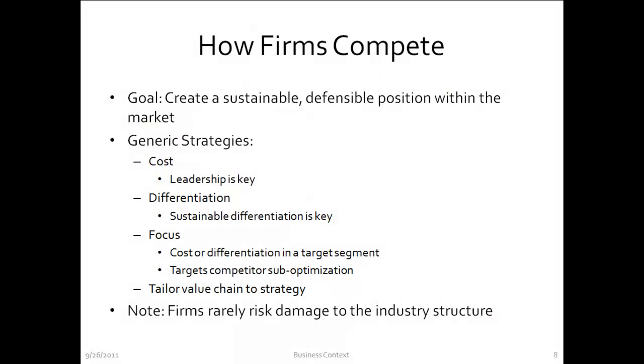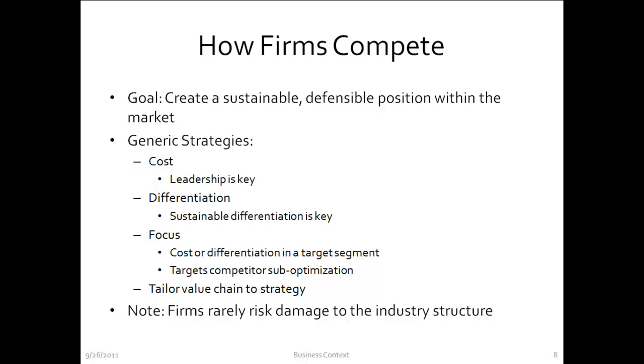So now let's think about how firms actually compete now that you've been able to understand and analyze industry structure and the competitive position within a firm. Basically, the goal for a firm is always to create a sustainable, defensible position within the market. Sustainable means something that can keep going. Defensible means something that can't be attacked by others. And typically firms follow what are known as generic strategies. And the three generic strategies are cost, differentiation, or focus.